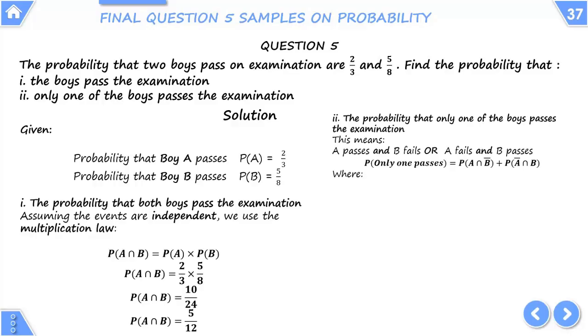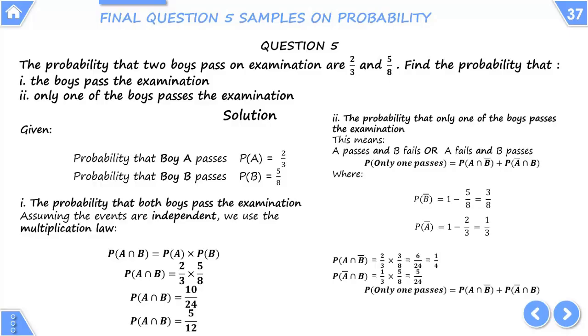The probability that only one of the boys passes the exam. If one passes, one will fail in that regard. So A passes and B fails, or A fails and B passes. So we find the complement of each. And after that, we use our formula to work it out. And then we have our final answer to be 11/24 in that sense. All right.